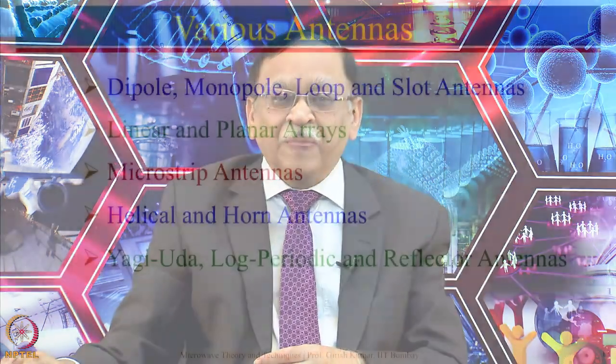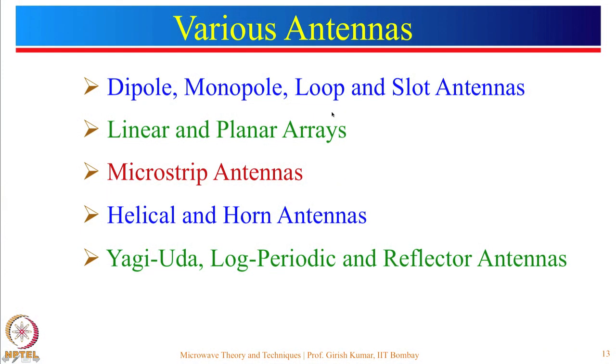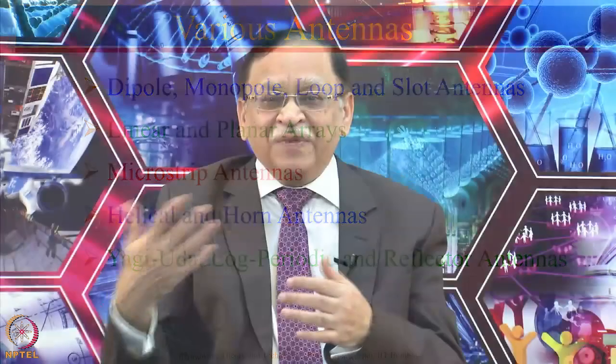Monopole antenna is half of the dipole antenna. So whatever things are applicable to dipole, they can be modified for the monopole antenna. We will see that a small loop antenna is equivalent to a magnetic dipole antenna. So whatever is applicable for the dipole antenna, all you have to do is make the E plane the H plane and the H plane the E plane. Slot antenna is the complementary antenna of the dipole antenna. So again, whatever is E plane will become H plane, and H plane will become E plane.